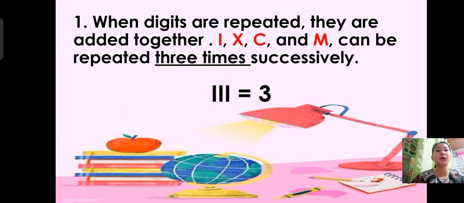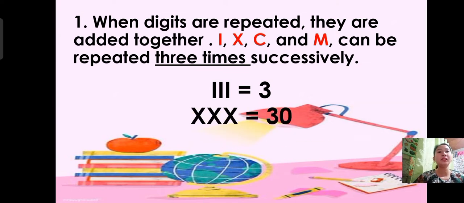For example, we have here the Roman numeral I. It is repeated 3 times. So, its value is 3. What you are going to do is you just add it together. The value of I is 1 plus 1 plus 1. So, we get the value of 3.